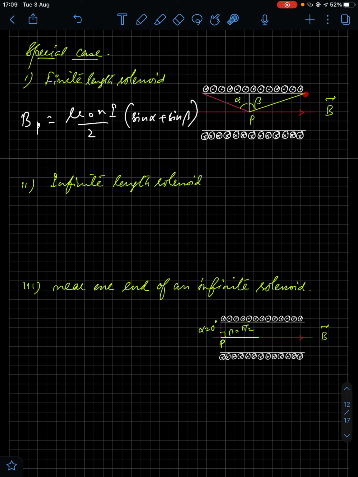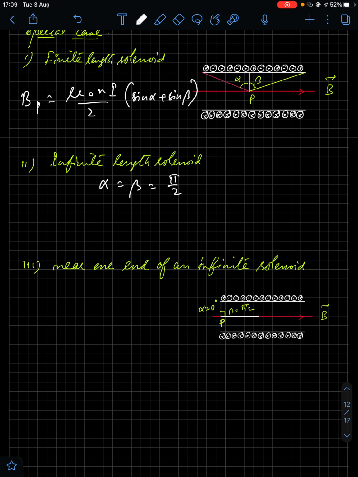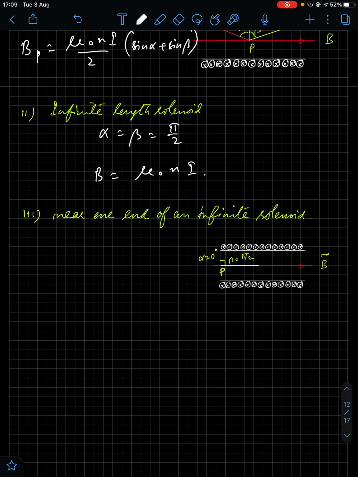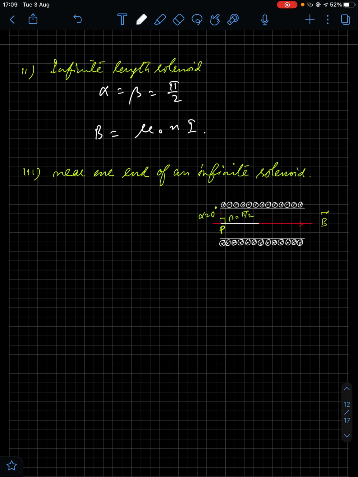Number 2 is infinite length solenoid. Infinite length solenoid means that these 2 points will go very far away and these alpha and beta angles will keep on increasing, in such a manner that they become very close to 90 degrees, pi by 2. So in such a case, sin 90 plus sin 90 will give 2, and the 2 will cancel, and B will become mu naught n I. So this is the magnetic field inside the solenoid of infinite length.